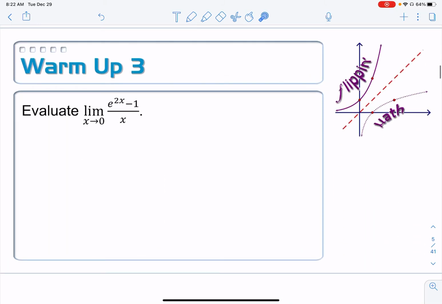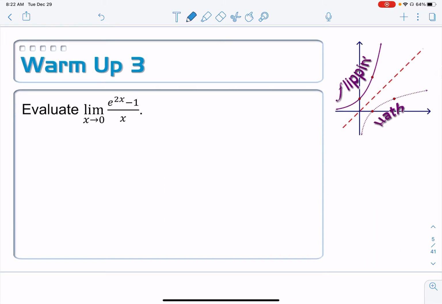All right, let's look at one more of these. Third warm-up question. Another limit. What do you know? Take the limit as x approaches 0 of e to the 2x minus 1, and this minus 1 is not in the exponent there, over x. What do we do first? Direct substitution. e to the 2 times 0 is going to be 0, minus 1 over a big fat 0.